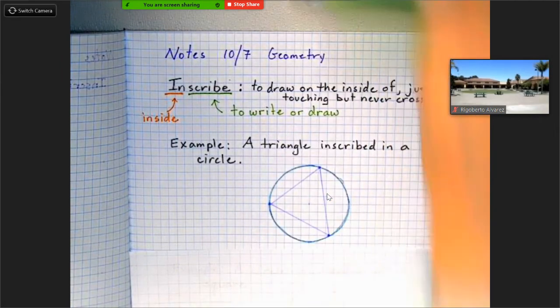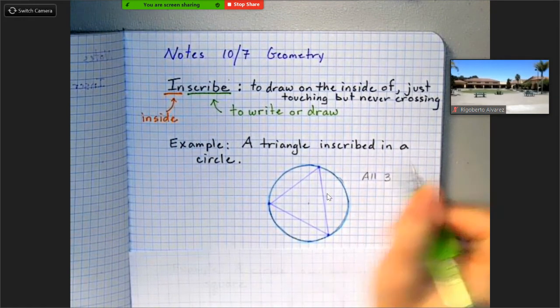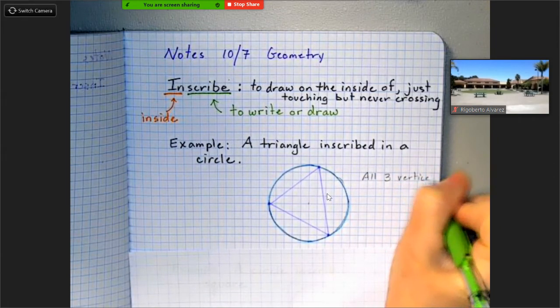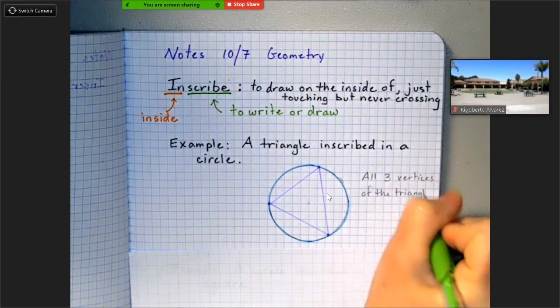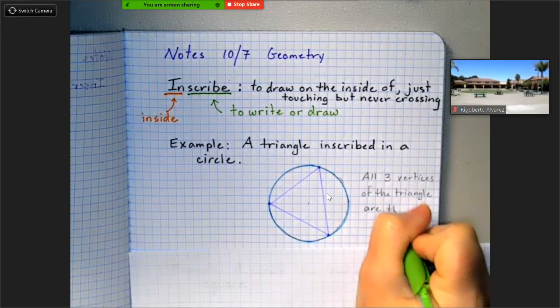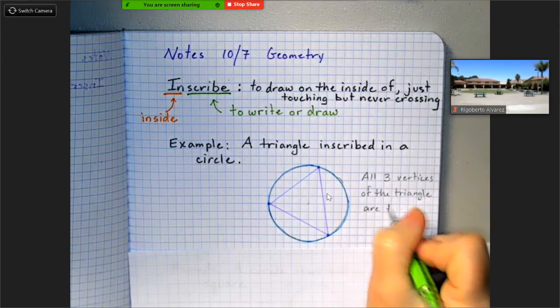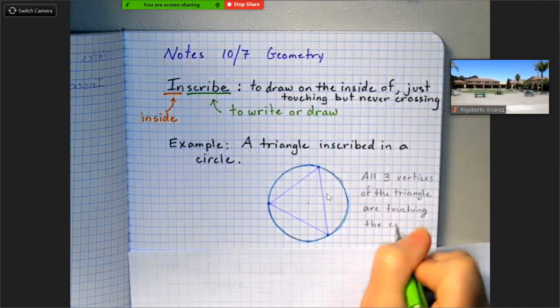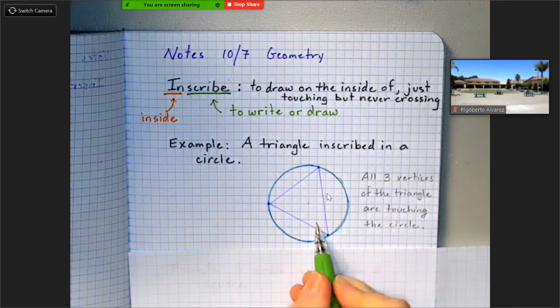Okay, so I'm going to add that to my notes as well. So all three vertices, these are called vertices, of the triangle are touching the circle. Whoops, that's right, touching. Okay, so notice it's not outside, it's not too far inside. The vertices have to be touching the circle.